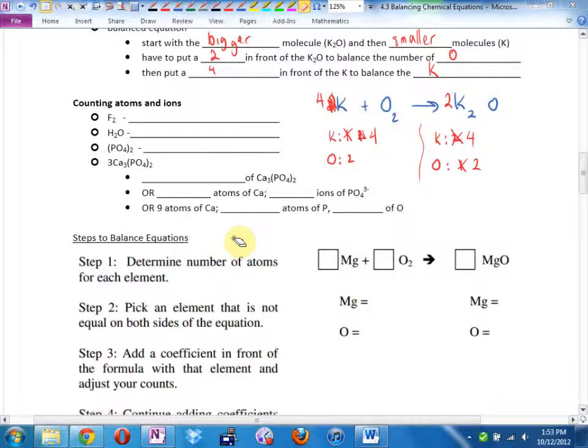Yeah. So, to balance an equation, thank you for your enthusiasm, Josh, much appreciated. Candy for you later, way to suck up.